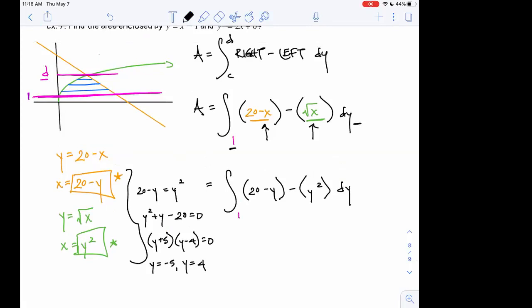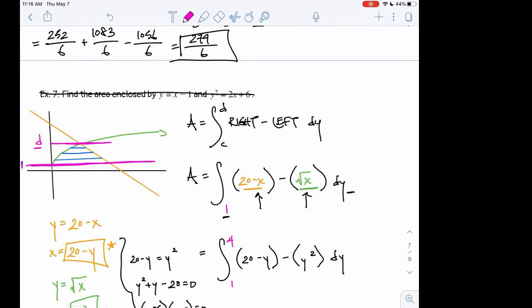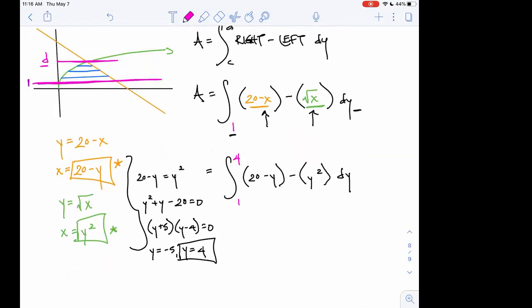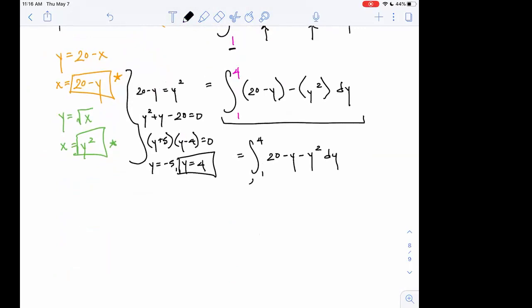Four. Yeah, because that number is clearly bigger than 0. So we're going to pick 4 as our d value. Okay. Now let's get rid of the parentheses. So the integral from 1 to 4 of 20 minus y squared dy. And let's find our antiderivative.